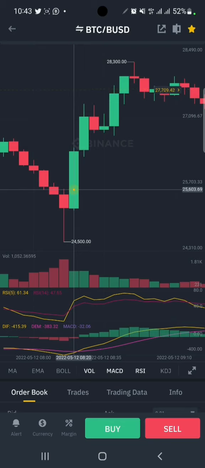So they crossed. When the DEM crosses under the DIF, the trend changes. It's telling you that the price is going higher, so it's now changing to bullish once the two lines cross each other and the DEM is under the DIF. That's how MACD works for you.